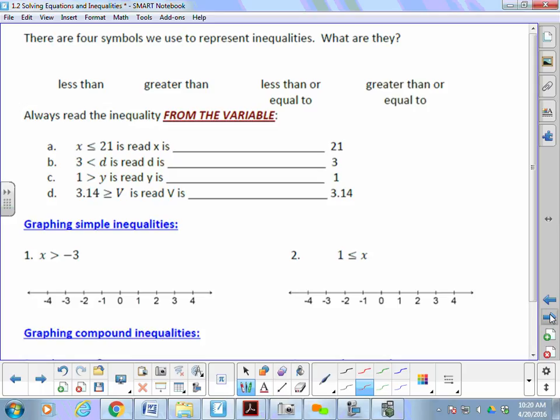So there are 4 symbols we use to represent inequalities: less than, greater than, less than or equal to, greater than or equal to. Write what each one looks like on your paper. What does the symbol look like? Write it above the words. What do they look like?